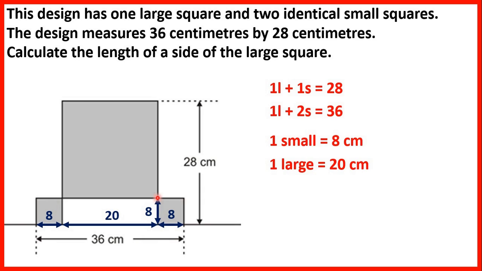And we can see that if we have 8 here and 20 here, that adds up to 28. So we can be confident that we've got this correct. The length of a side of the large square is 20 centimetres.